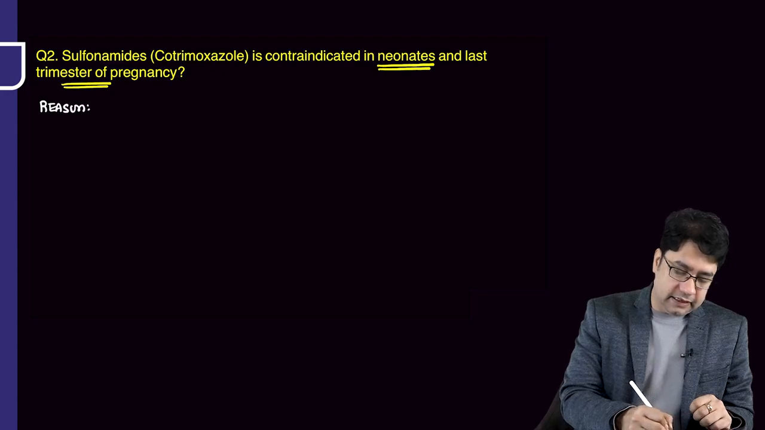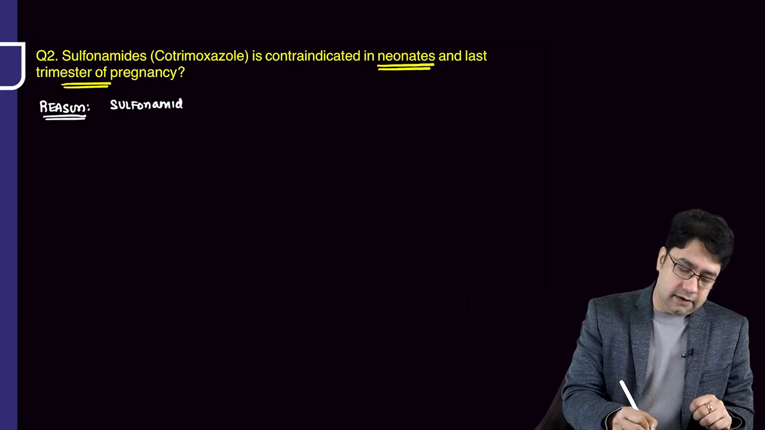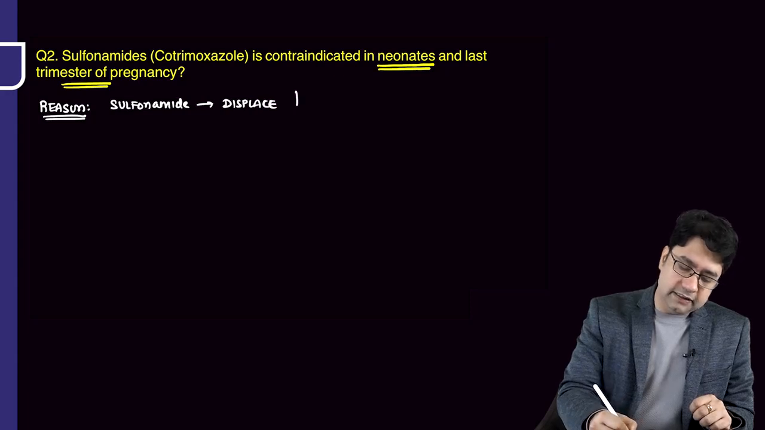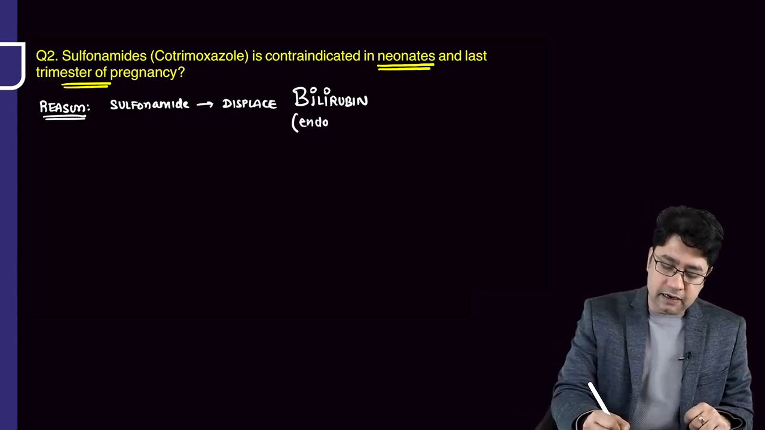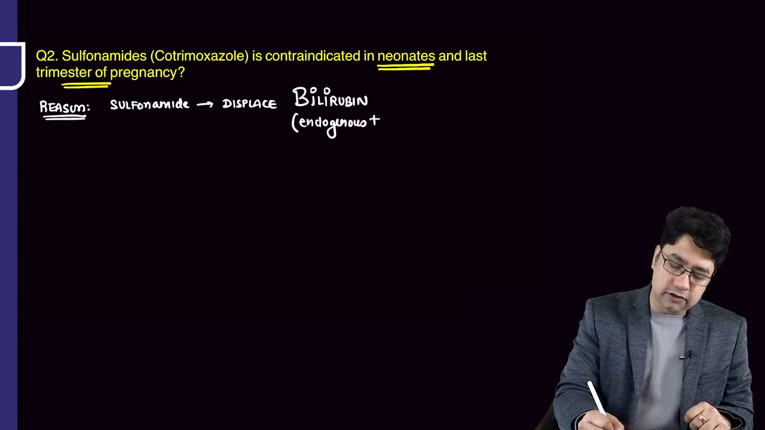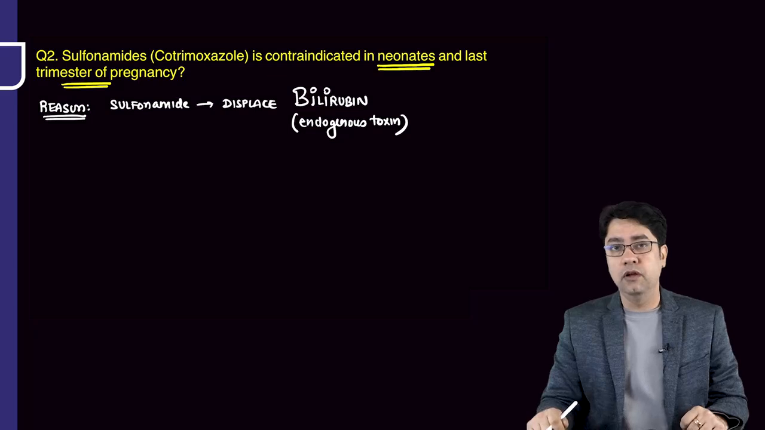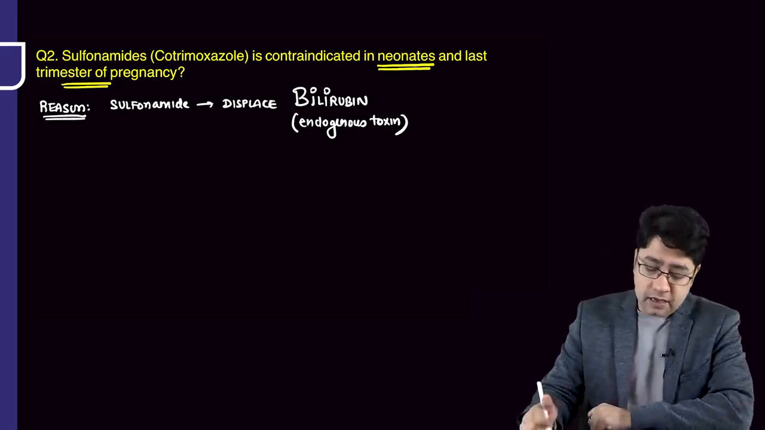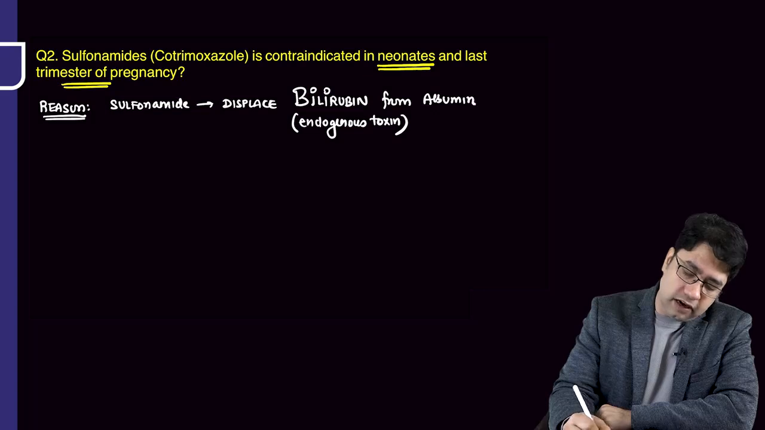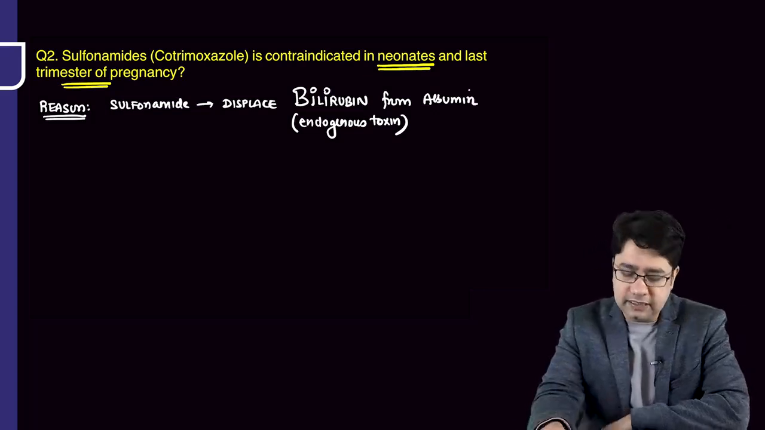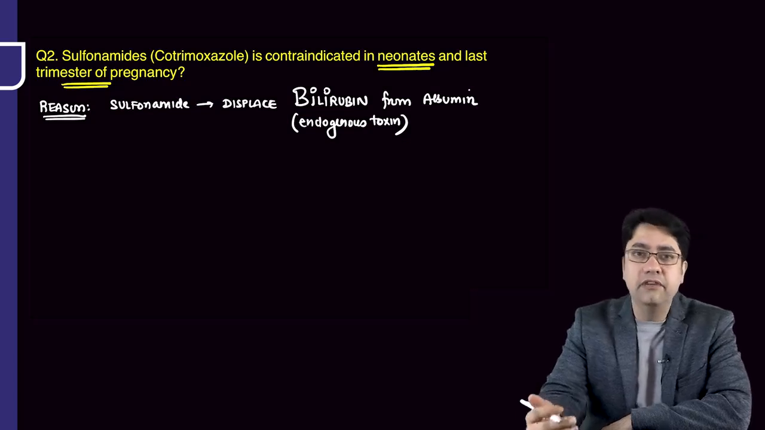Reason we will write that these sulfonamides, they displace one molecule known as bilirubin. Bilirubin in our body is an endogenous toxin. It is a very harmful molecule produced after degradation of heme from albumin. So bilirubin is also attached to albumin because bilirubin is also acidic. Now this bilirubin will become free.